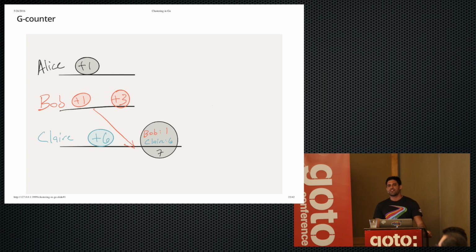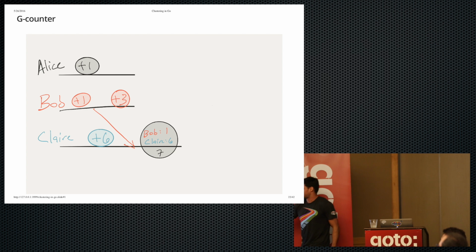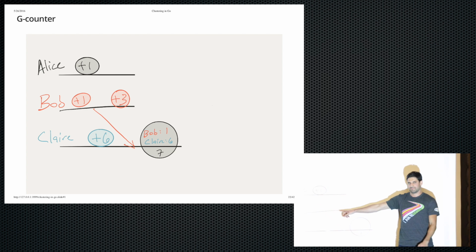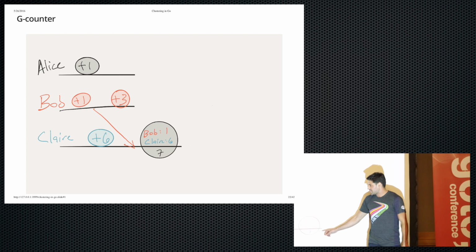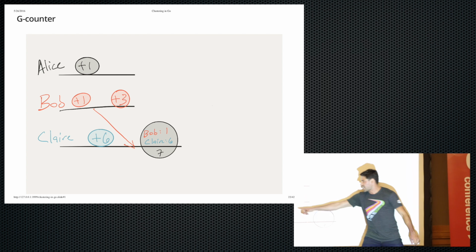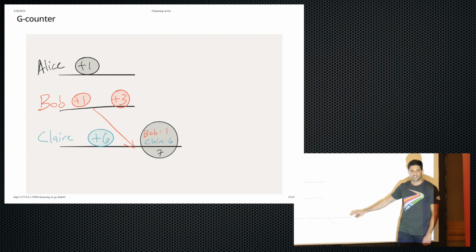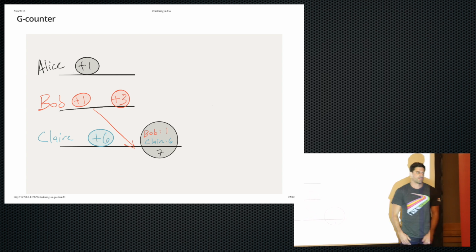Let me give you an example here. We have three actors, Alice, Bob, and Claire. Alice does an increment of 1, Bob does an increment of 1, and then Claire at some point does an increment of 6. Bob sends its state to Claire, and so Claire at this point has knowledge of Bob's state before this increment of 3, and knowledge of her own state. So in her storage, she knows both Bob and Claire and can sum them together to 7.